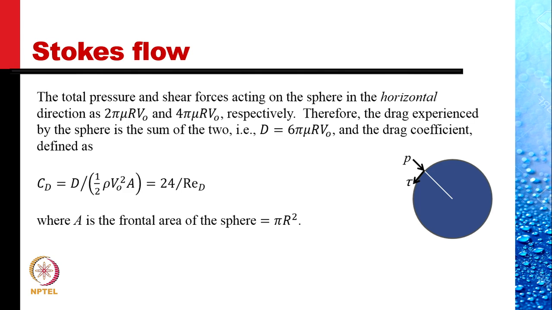Further, the total pressure and shear forces acting on the sphere in the horizontal direction are obtained as 2 pi mu R V naught and 4 pi mu R V naught respectively, so that the total drag experienced by the sphere is the sum of the two, that is 6 pi mu R V naught. And the drag coefficient, defined as drag over 1/2 rho V naught square A, the traditional definition of the drag coefficient, is like 24 by Reynolds number based on diameter.